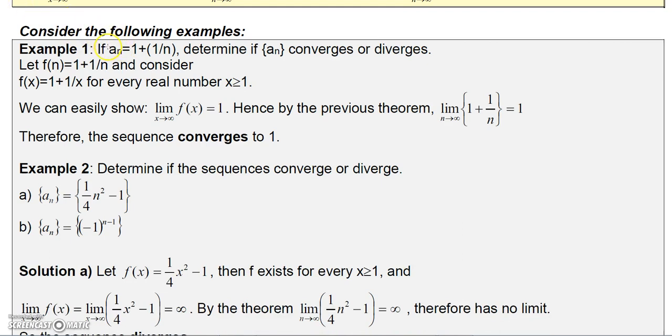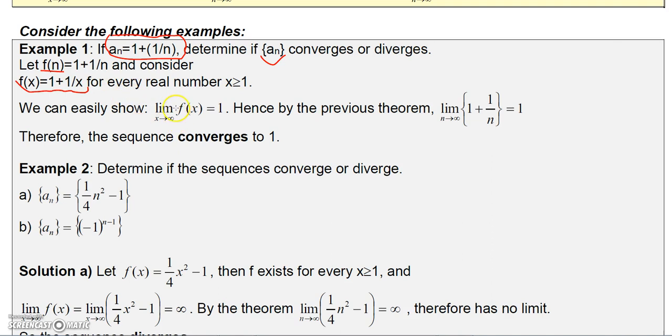Let's say that I have a sequence defined by the nth term 1 plus 1 over n. Now let's determine if this sequence converges or diverges. Since that's our sequence, we'll say f of n is 1 plus 1 over n. And let's consider the traditional function f of x equals 1 plus 1 over x.